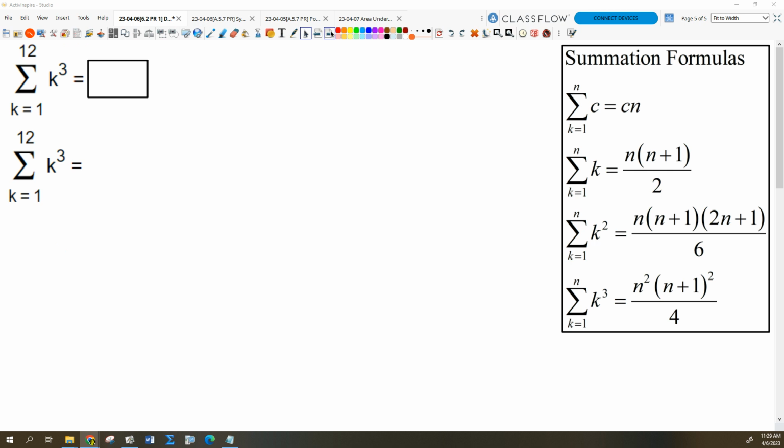All right, last one. Why did I put that one on? Oh yeah, let's just quickly practice using the summation formulas.